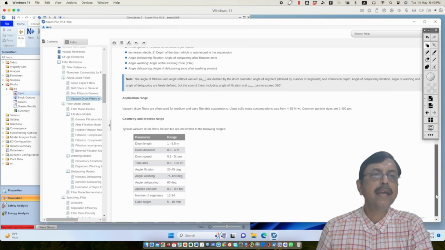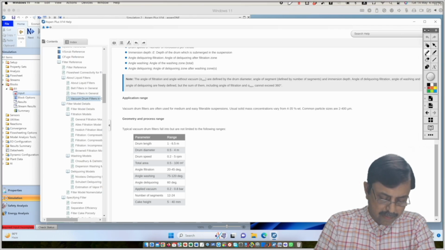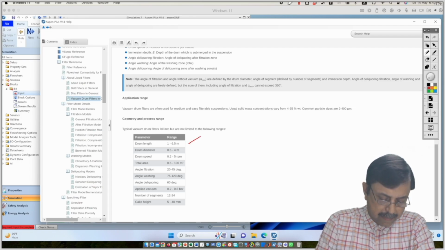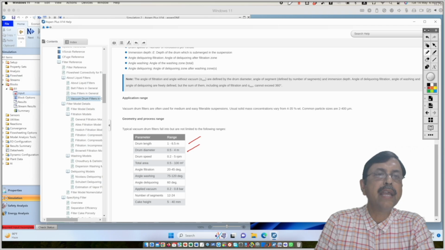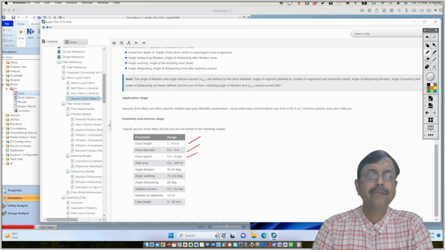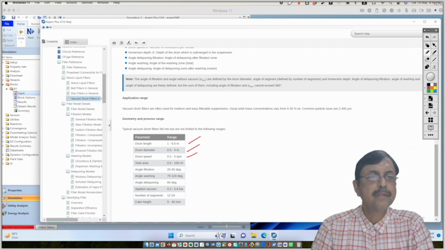And here are some typical geometry and process ranges. For instance, the drum length will be between 1 to 6.5 meters. Drum diameter will be between 0.5 to 4 meters. Drum speed will be 0.2 to 5 RPM. So this is normal. It is a very slowly moving process.